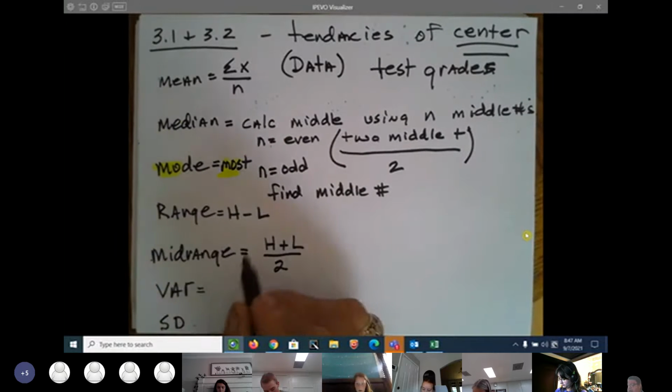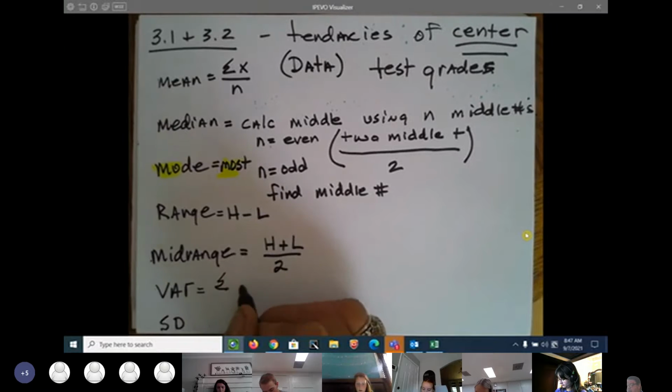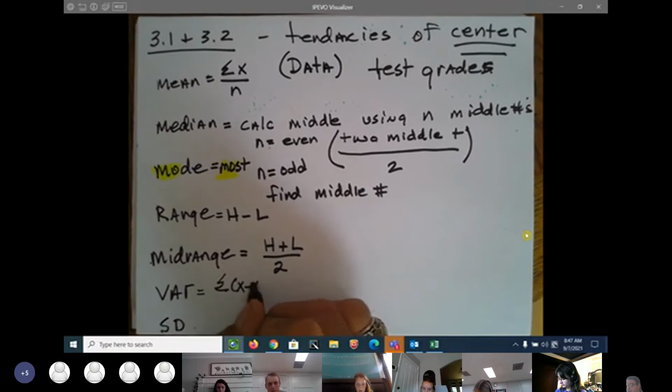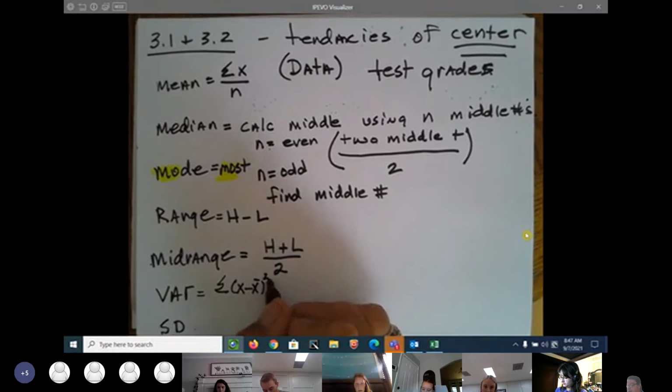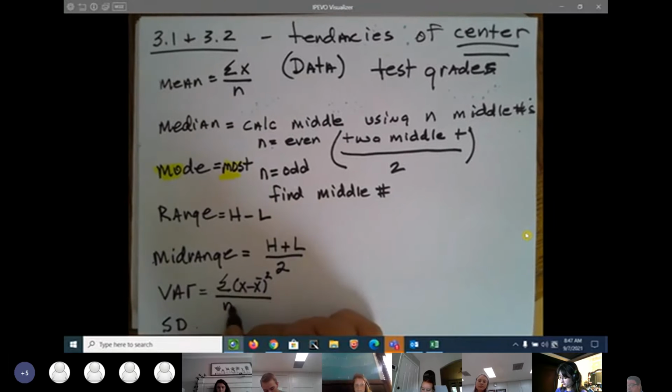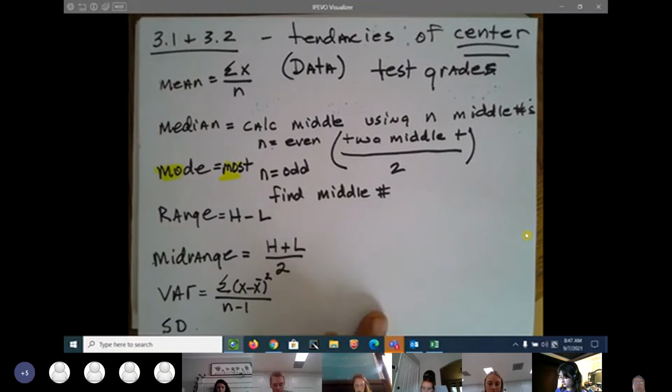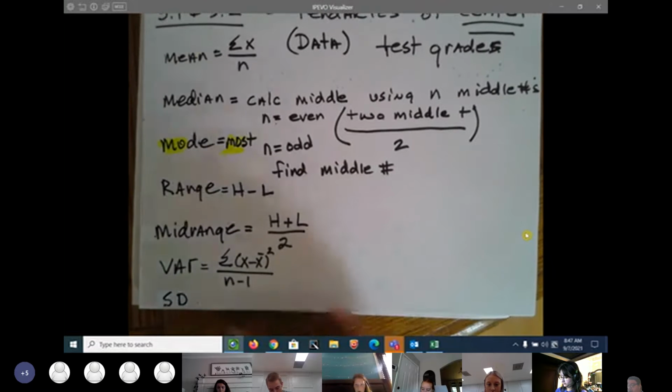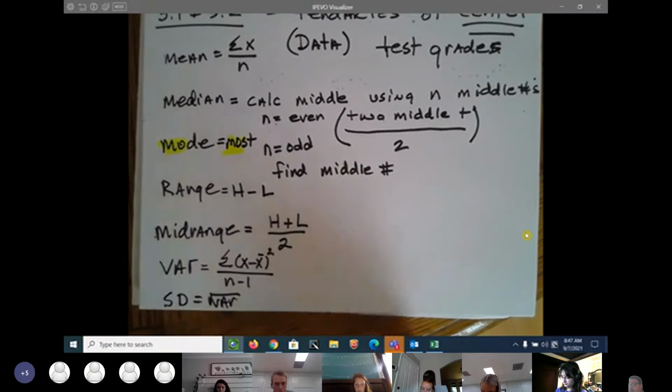The variance is equal to the summation of x minus x bar squared over n minus 1. And the standard deviation is equal to the square root of the variance.